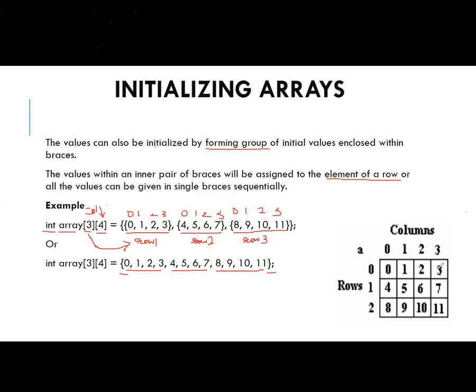So I know that I have created this matrix and I know the size of this matrix. This matrix will contain 12 elements, because the size is 3 by 4. So I can just write the 12 elements in a single bracket. These values will be taken row-wise. So this is how you initialize a multi-dimensional array.